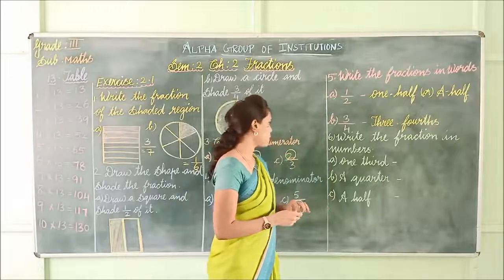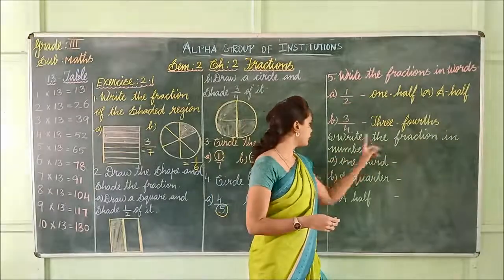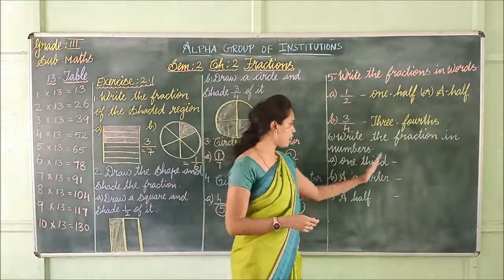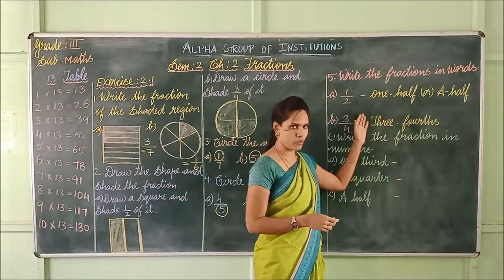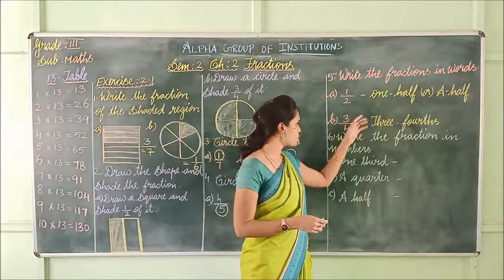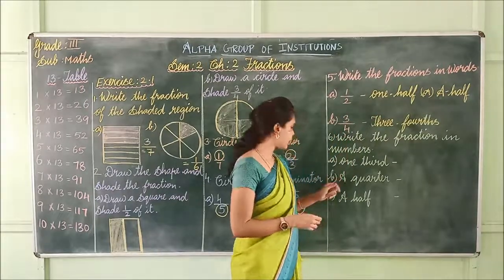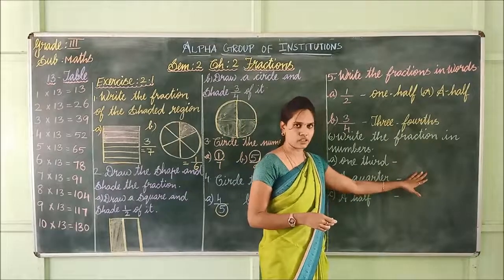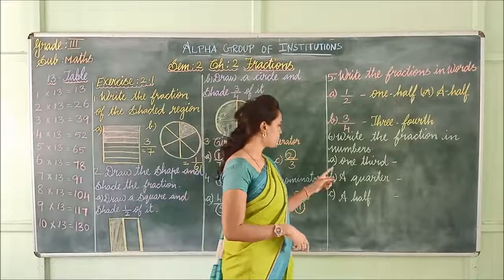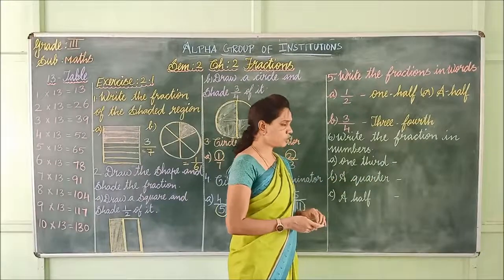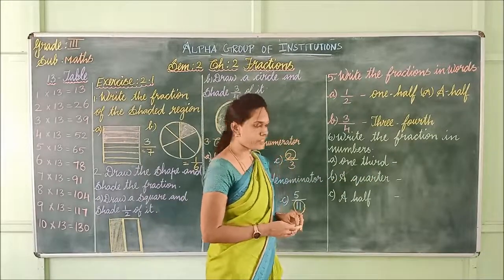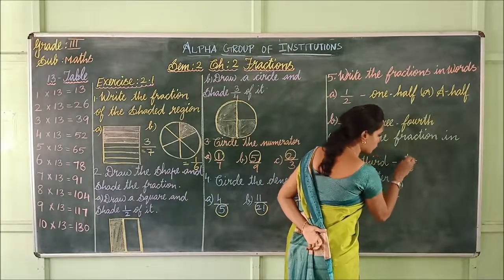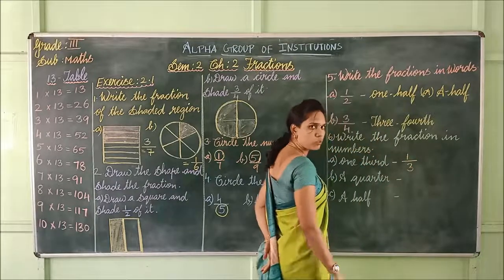Next one. Write the fraction in numbers. Here they have given in words. We have to write just the reverse of this problem. Before, they gave numbers and we converted into words. Here they have given words, and we have to change it into numbers as a fraction. See the first problem, 1/3. What is the fraction? 1 by 3.